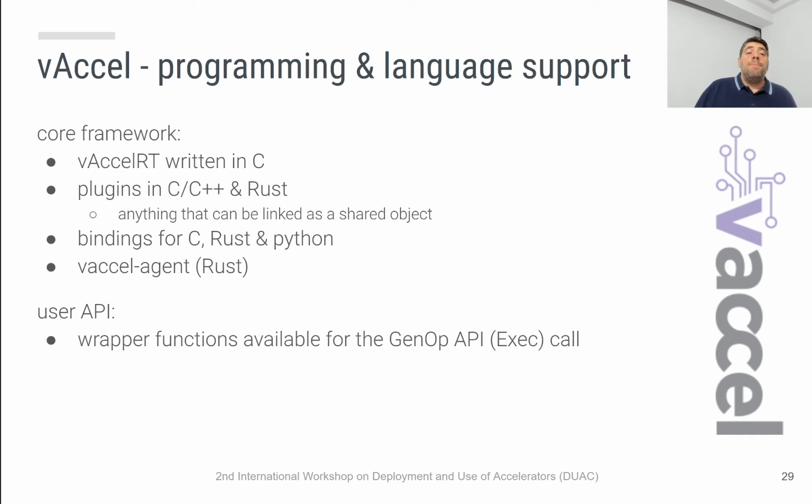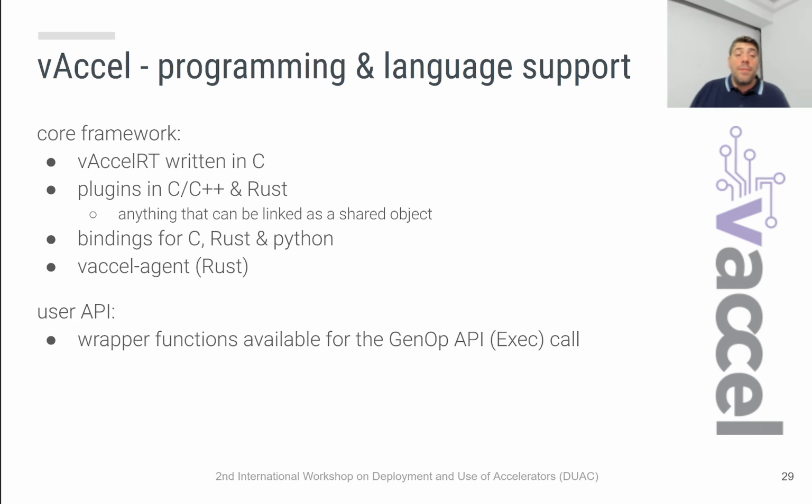Now, the core framework of VAccel is written in C. That includes the plugin system and all the dispatching logic. The plugins are written in C, C++, and we have a custom Rust plugin. Anything that can be linked as a shared object could be used as a VAccel plugin. We have bindings for C, for Rust, and we're working on getting the full set of VAccel API in Python. And we also have the VAccel agent written in Rust.